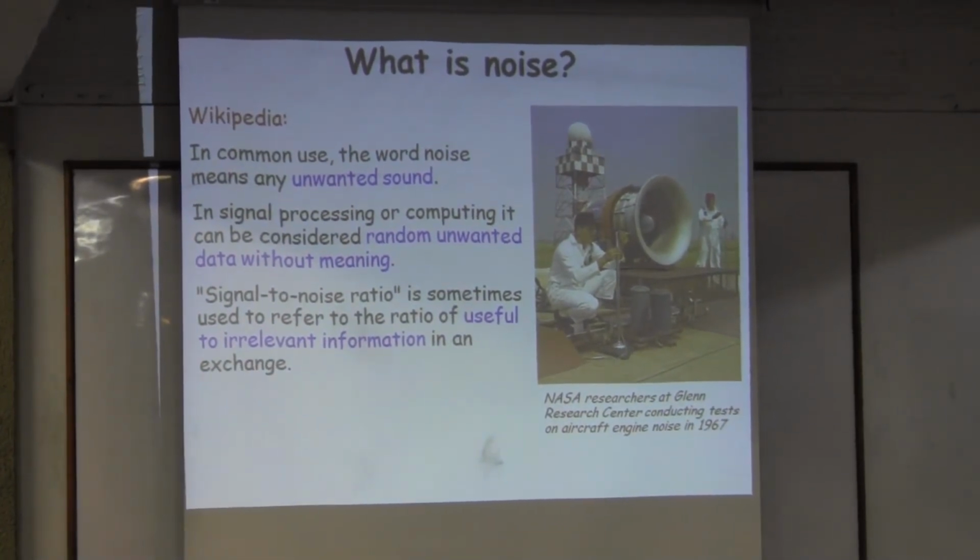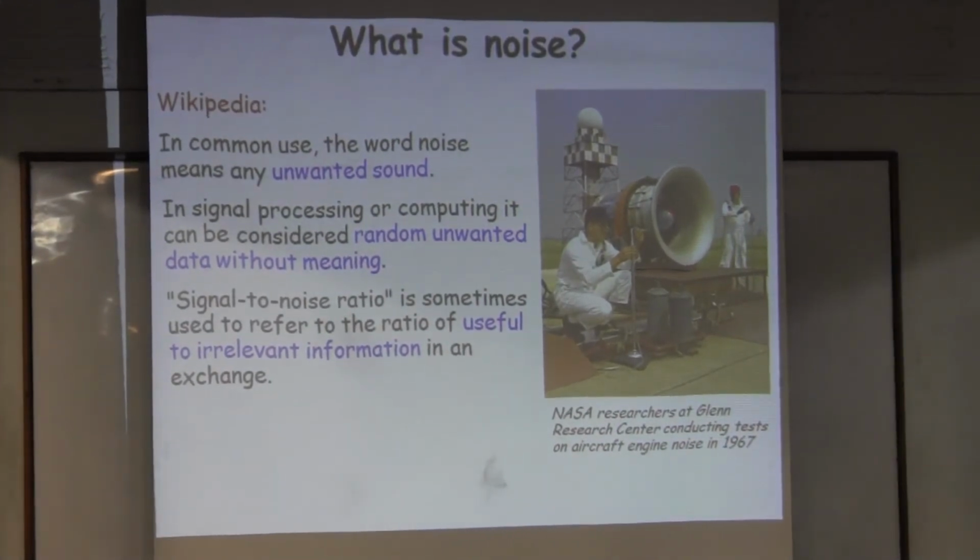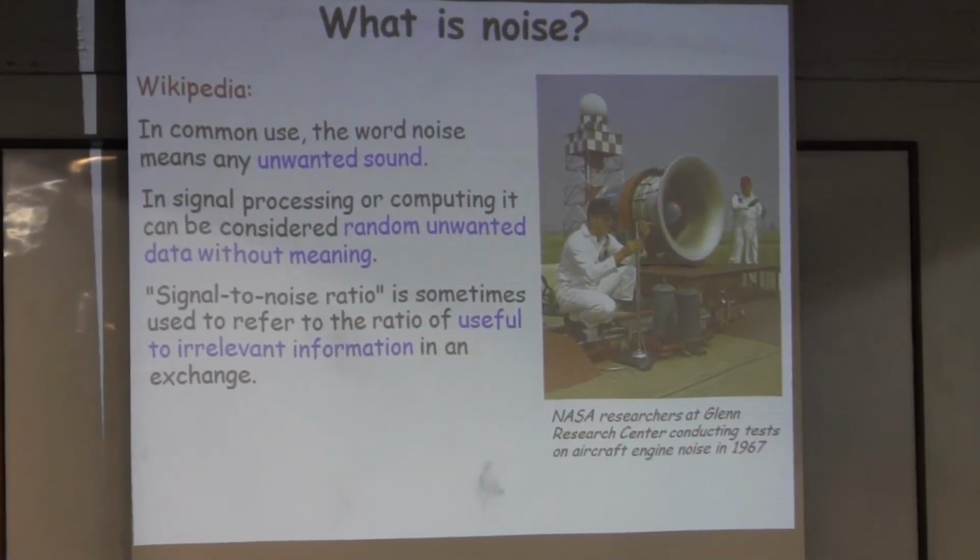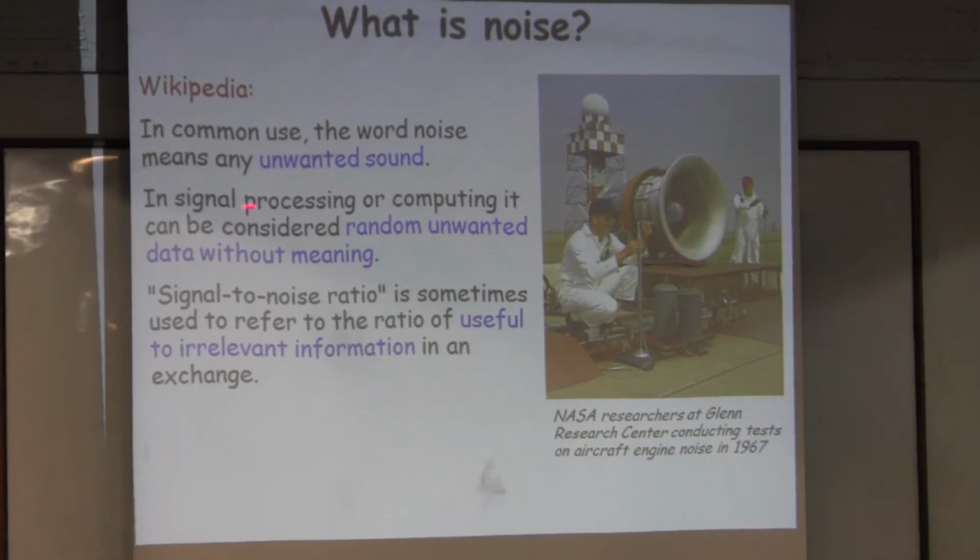First of all, what is noise? Well, if you don't know, look up Wikipedia. It tells you that it means unwanted sound, or in signal processing, which is what we do in astronomy, processing images or spectra, random unwanted data without meaning, or irrelevant information. And the signal to noise ratio is the relation between useful and irrelevant information.